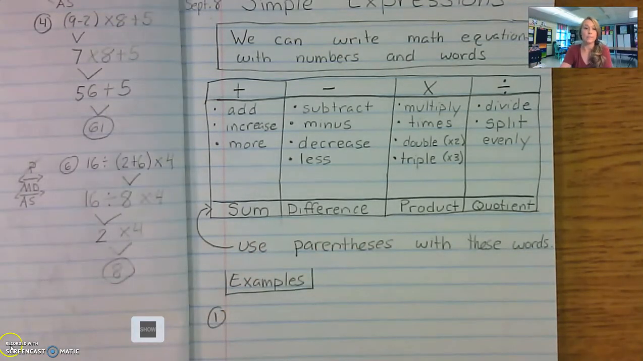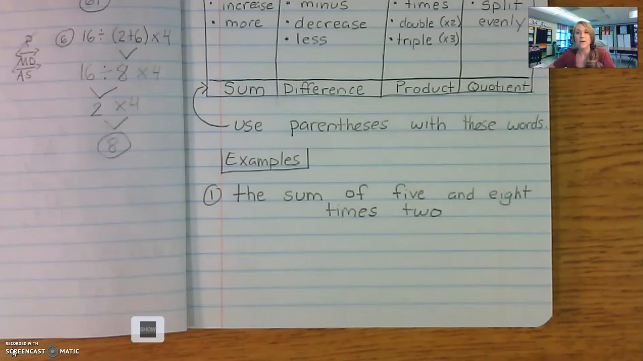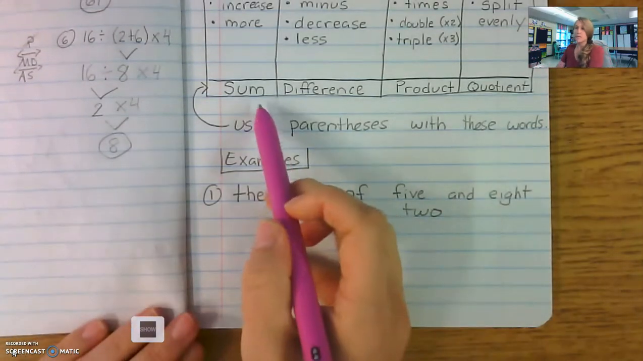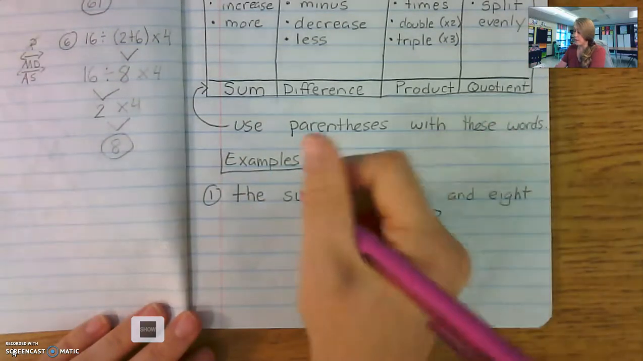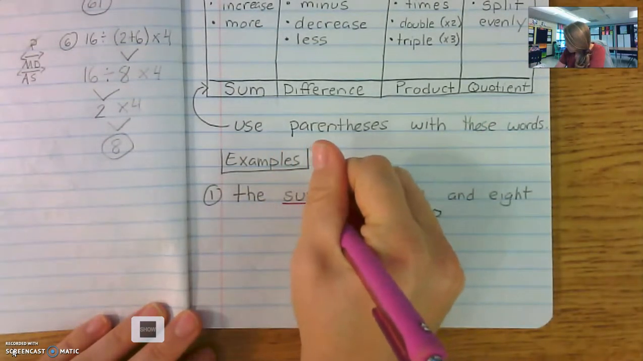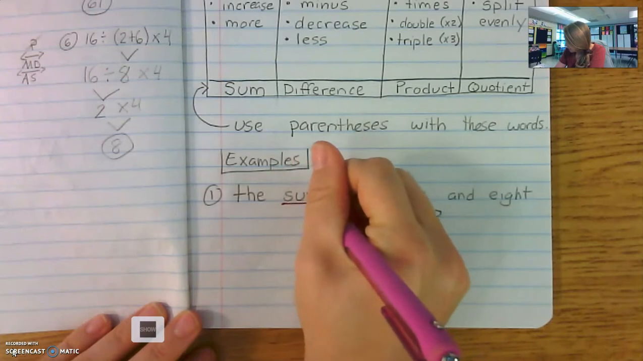Number 1. The sum of 5 and 8 times 2. Remember, if at any point you need to pause the video to write, go ahead and pause it, write it, and then press play to come back. The sum of 5 and 8 times 2. Well, we can see one of those key vocabulary words, sum. So get out your colored pen, and I want you to underline sum.